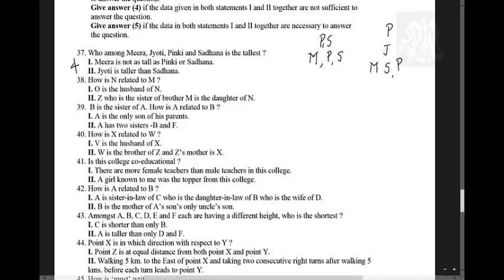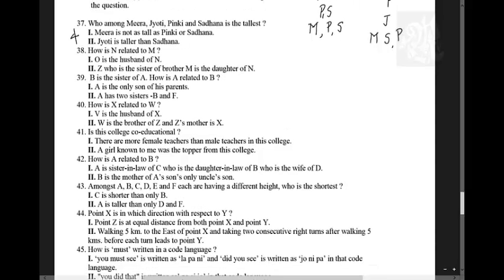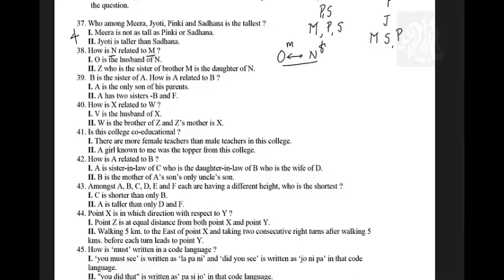How is N related to M? O is the husband of N. So I know one thing. O is a male, N is a female. That's the only thing I can infer from this because I want N and M. I did not get M here. One alone is not sufficient. Z, who is a sister of brother of M, is a daughter of N.